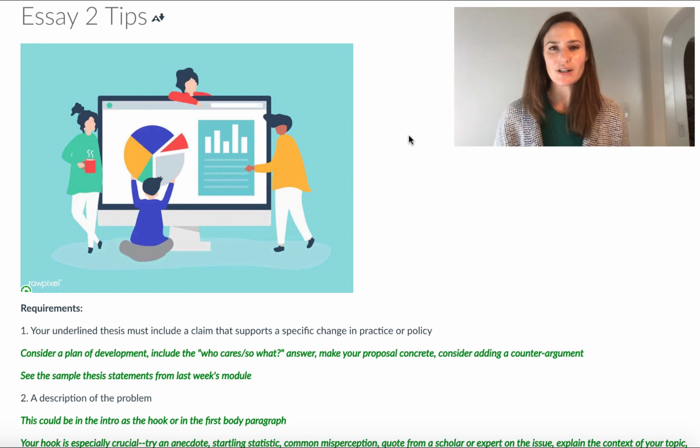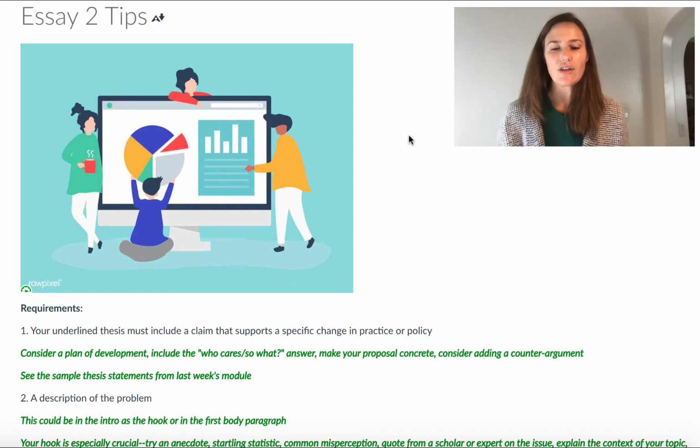Here are some reminders and tips as you work on essay two. Remember that most of you will be using the topic that you used for your proposal presentation, so you can use much of the research that you did for your proposal presentation. Of course, if you decide you want to switch your topic, that's okay, as long as you're focusing on an issue facing Pierce College specifically. So I want to just remind you of the requirements, go over them, and give you a couple of tips.